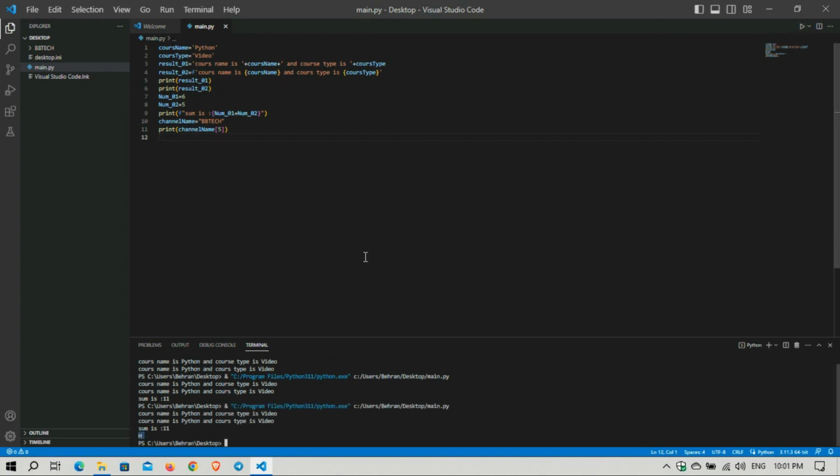As you can see, the desired character is displayed correctly.